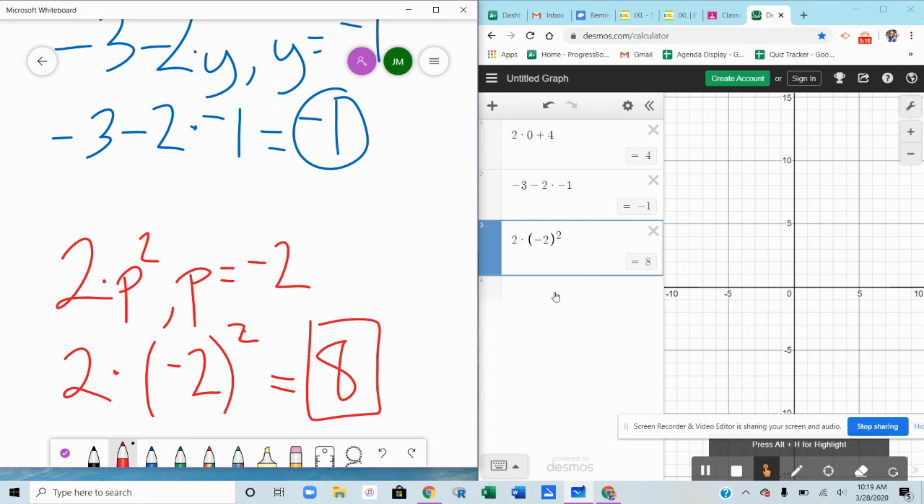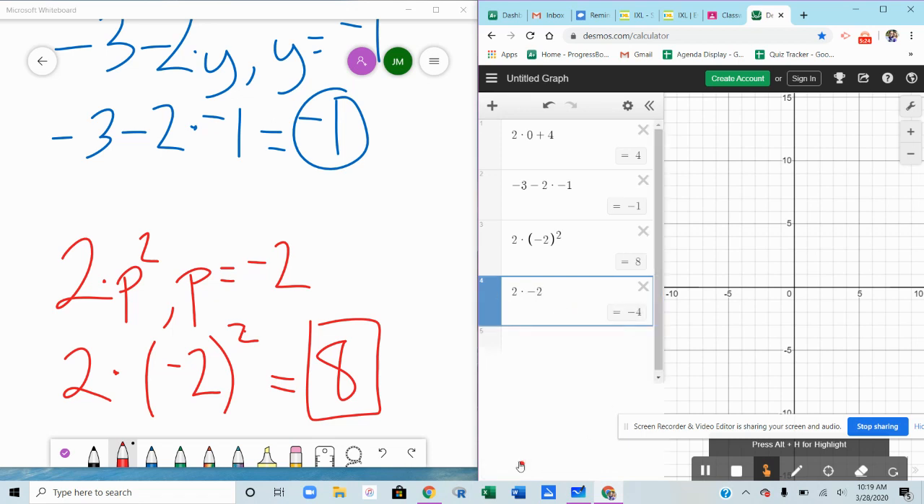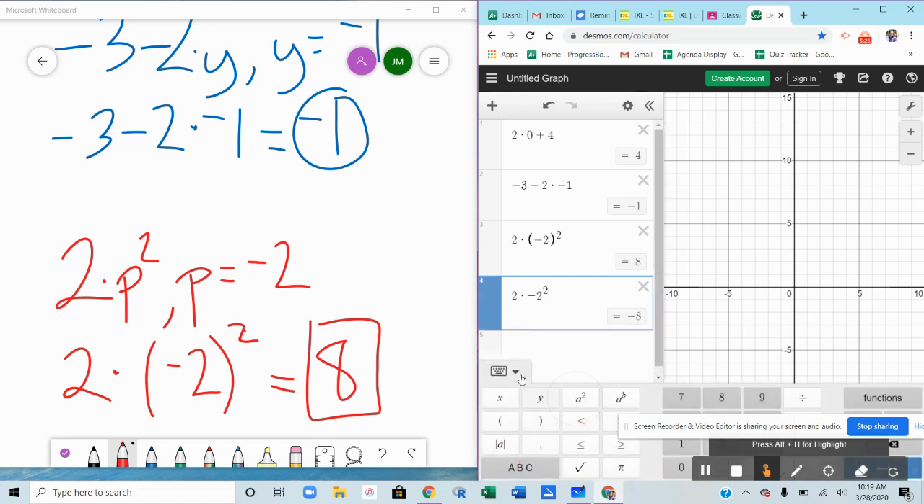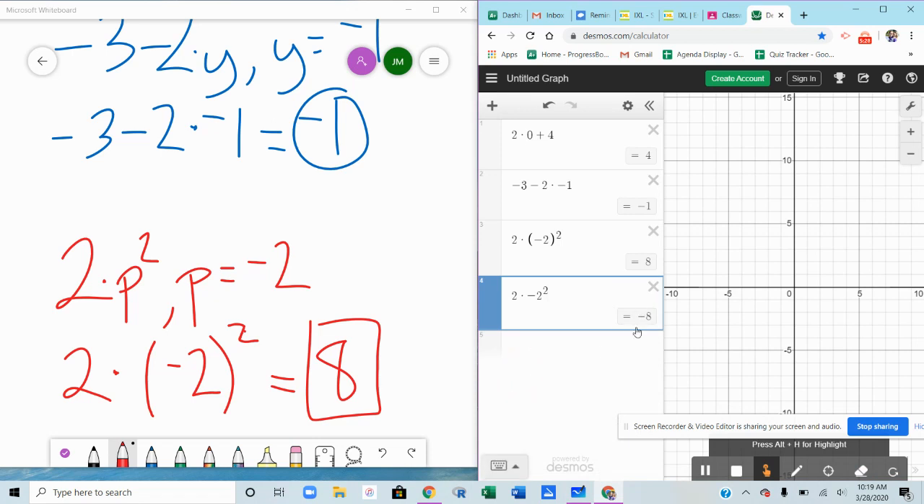I want to show you that if you didn't use your parentheses, you do 2 times -2 squared, it gives you a wrong answer, okay? Because it doesn't realize you want to square the -2, it thinks you want to just square 2. So do not do this, this is wrong. You want to put it in parentheses anytime you have an exponent up here.